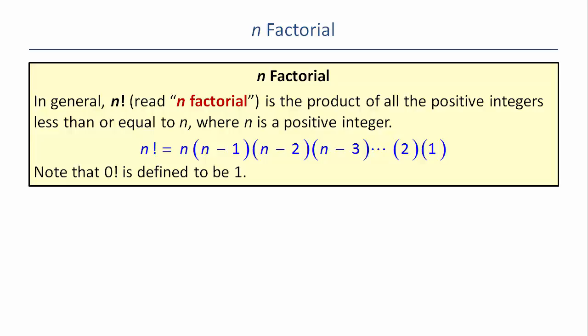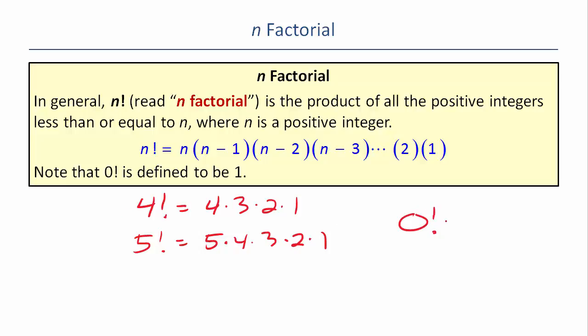So 4 factorial equals 4 times 3 times 2 times 1. And so obviously 5 factorial just equals 5 times 4 times 3 times 2 times 1. And we can do this all day long. 0 factorial is defined to be 1. So that's important. We need to define 0 factorial as 1, otherwise the math falls apart. So that's just kind of the odd thing. You just need to know that 0 factorial equals 1.